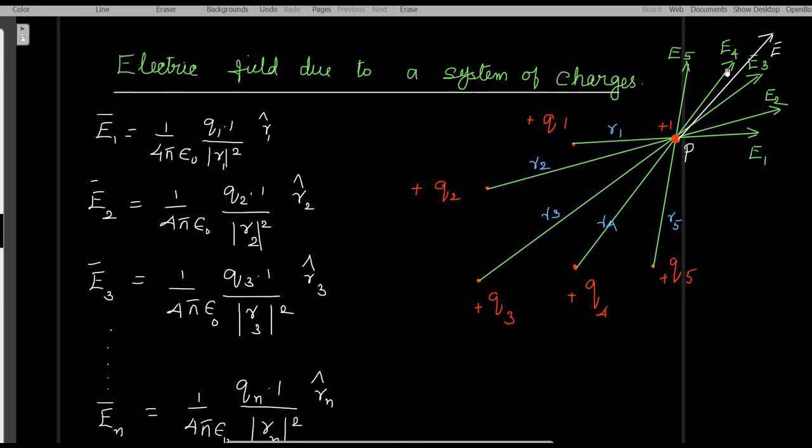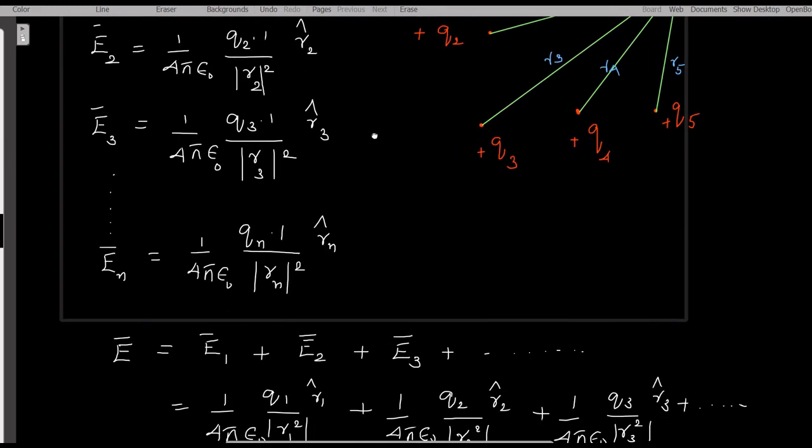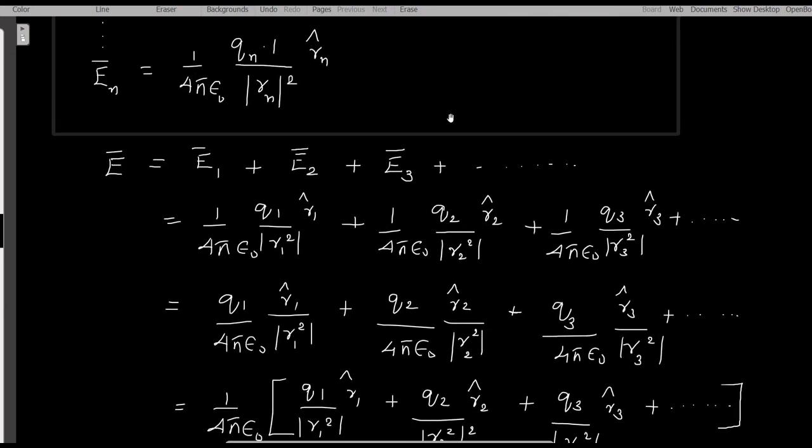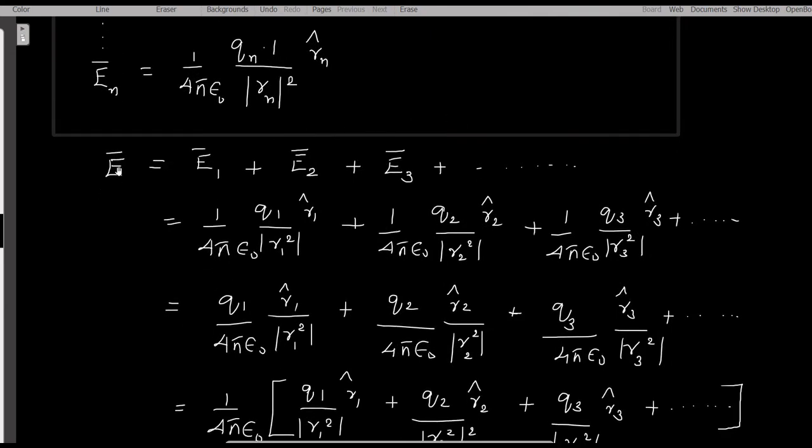So the resultant of all these electric forces is represented as vector E. So the unit positive charge will experience a resultant force in this direction. And that vector E is the vector sum of all these individual forces E1, E2, E3, etc. Let us write the magnitude or even the vector itself. Capital E equals vector E1 plus vector E2 plus vector E3, etc.